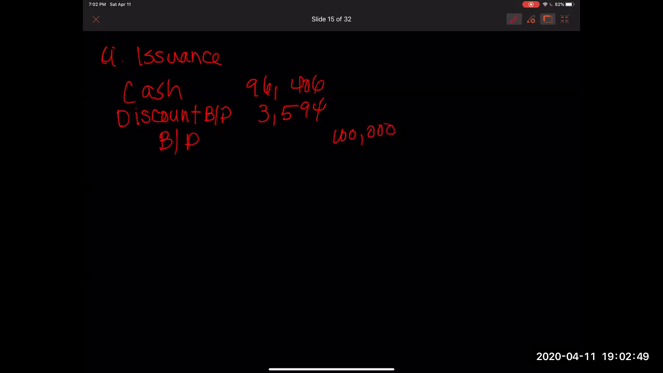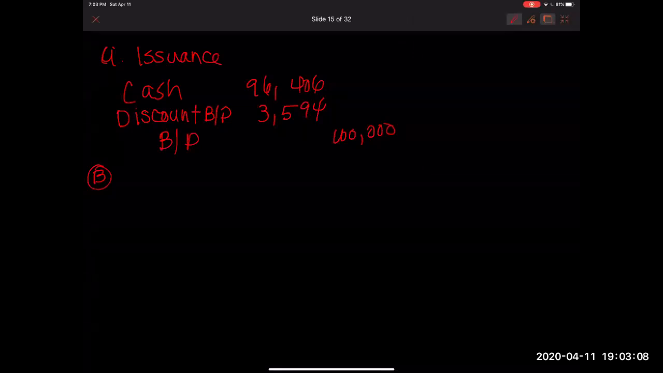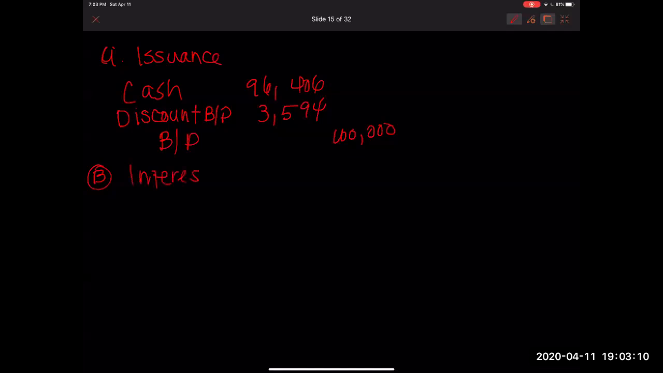Okay. Now we're going to capture the interest payment to the investors. We've already looked at that, so maybe go back a couple of slides. We're going to do a debit to interest expense in the amount of $6,000, because this is semi-annually. And then our credit is to cash. This is for the investor.